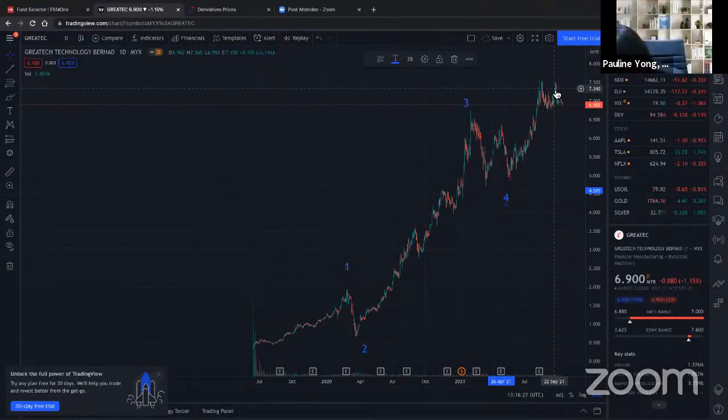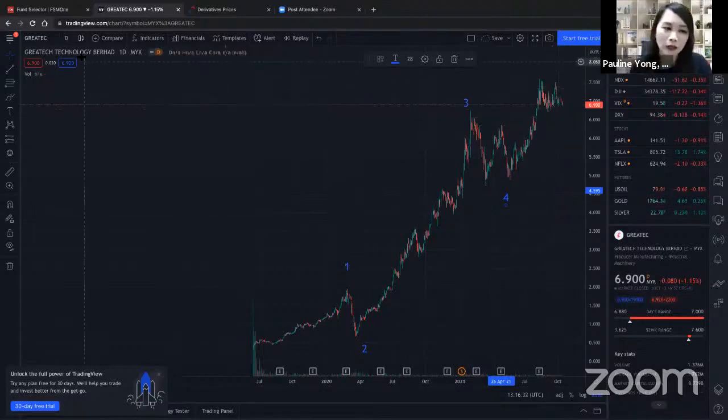Which time frame would be the best? I usually look at the daily chart, unless you're looking at 20, 30 years of a chart, then you need to look at the weekly chart. Or if you're looking at 100 years of a chart, then you look at the monthly chart. But for a normal situation, I look at the daily chart.